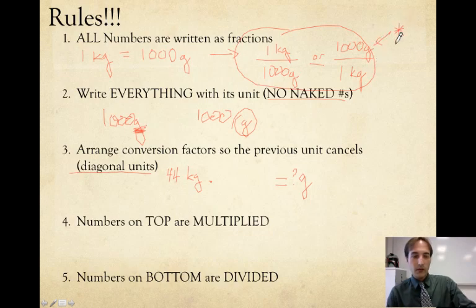So what I'm going to do is I'm going to rewrite that right here. So 1,000 grams over 1 kilogram. I have arranged the conversion factor. That's what this really is. An equality written as a fraction is called a conversion factor.